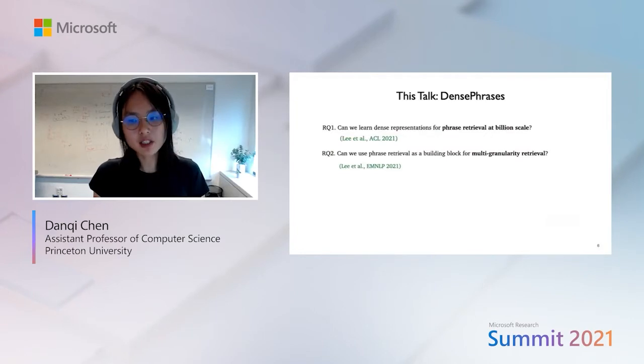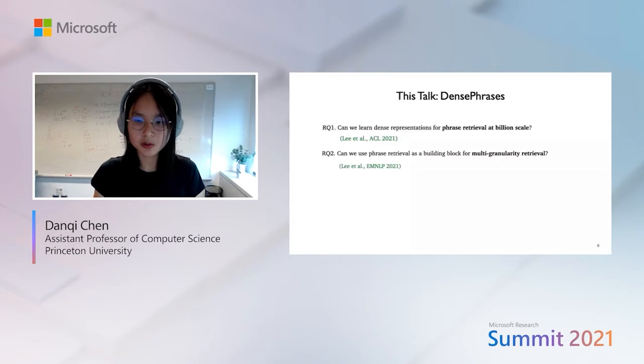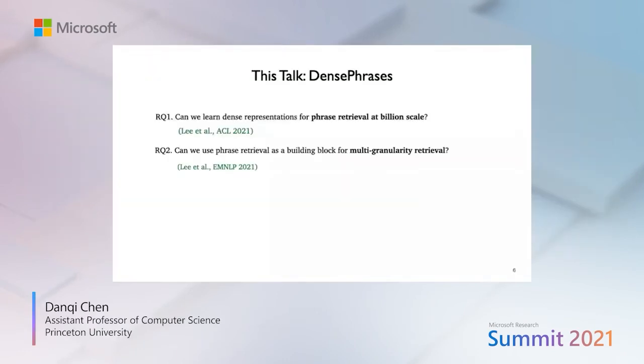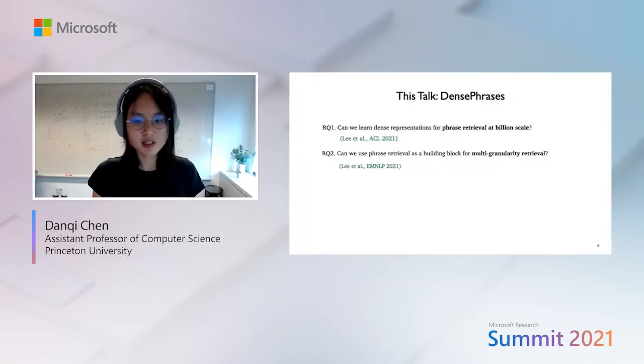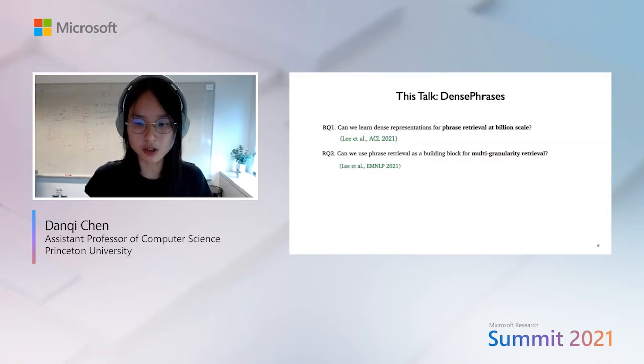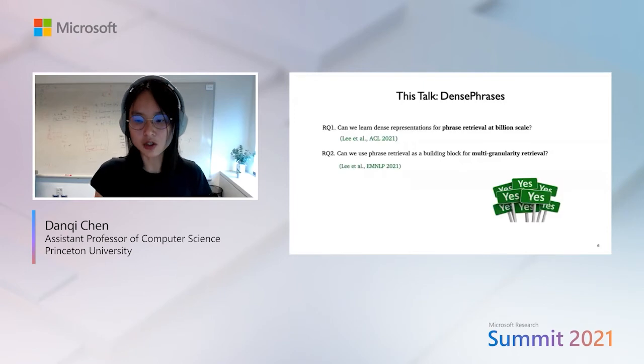So today I would like to introduce our project called DensePhrases and answer the following two questions. The first question is, can we even possibly learn dense representations for phrase retrieval at billion scale? And the second question is, if we can achieve accurate phrase retrieval, can we directly use it as a basic building block for all sorts of retrieval problems, including passage and document retrieval? I believe the answer to both questions is yes, and they have been answered in our ACL and EMNLP papers this year.